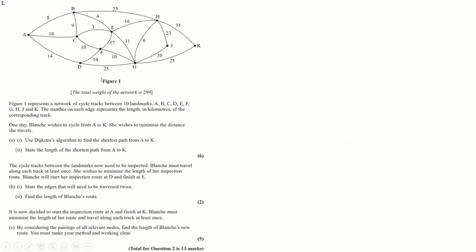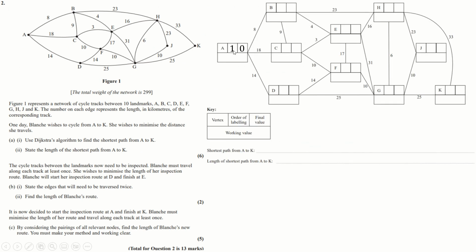Question number 2 is about Dijkstra's algorithm. So they give us all this to work with. We'll start with 1, 0. We'll do an 8, an 18, and a 14 to get there. The smallest one is the 8, so that'll be the second place we go to, that takes 8. Then we'll go 8 plus 9 gets us a new distance here, 8 plus 23 there, 8 plus 4 there.